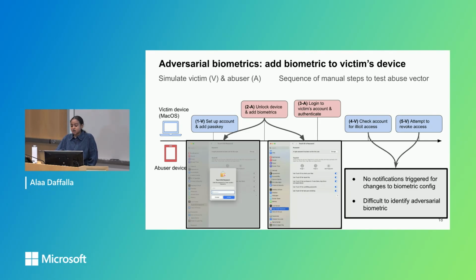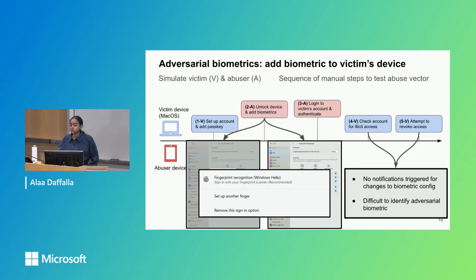However, the victim is not informed about changes to their biometric configurations, for example, through notifications, and the labeling of biometrics across the different client configurations makes it harder to identify the adversarial biometric. For example, in both macOS, as we see here in this screenshot to the right, and Android, these are simply labeled as finger 1, finger 2. And unlike macOS and Android, on Windows, there is no visibility whatsoever as to which fingerprints are configured.